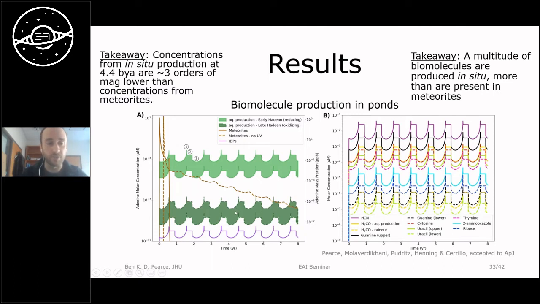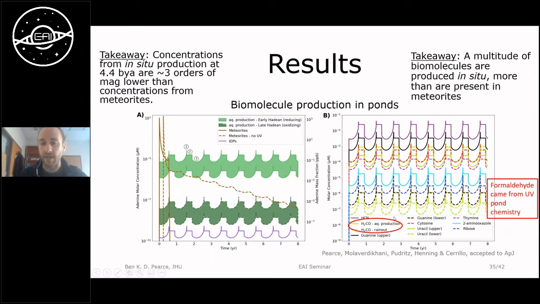We can see this huge difference between the oxidizing and reduced concentrations of adenine, about 4 orders of magnitude. This really shows you that by the time the atmosphere oxidizes, in situ production really isn't a plausible source of biomolecules. It's really only during this reducing phase and from meteorites. We have a bunch of other biomolecules here on the right: guanine, cytosine, uracil, thymine, the other nucleobases, 2-aminooxazole, ribose. And what's interesting here is that a few of these are not present in meteorites. So this is a plausible source of a few of the other building blocks of RNA that you can't get from meteoritic delivery, like your cytosine, your thymine, for instance, and your 2-aminooxazole.